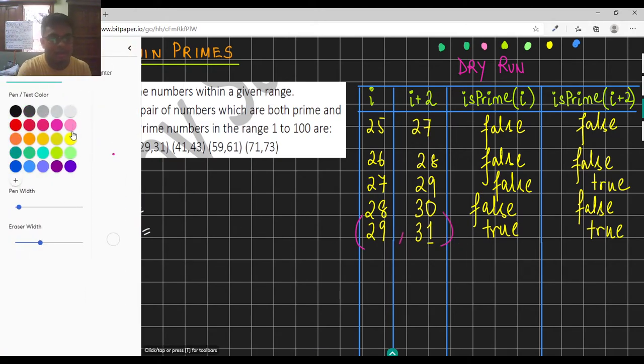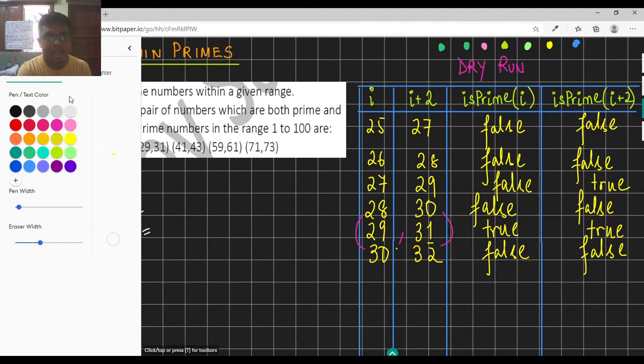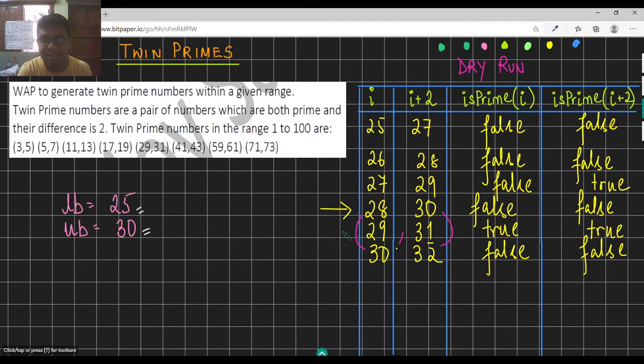Therefore, they form a twin prime pair. All right. Now, we haven't yet completed, so we need to go to 30. And 30 plus 2 is 32, and both of them are not prime numbers. But tell me, it's true that 29 and 31 are twin prime numbers, but do they lie between 25 and 30? No, right?